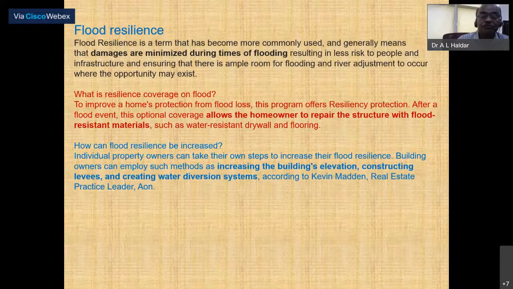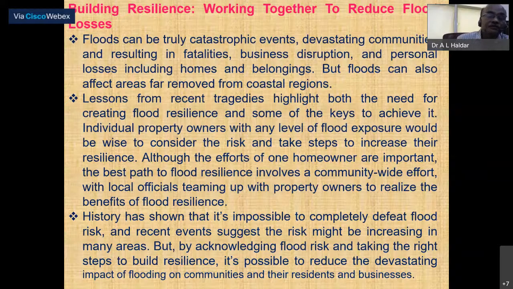How can flood resilience be increased? Individual property owners can take their own steps to increase their flood resilience. Building owners can employ such methods as increasing the building elevation. And buildings should be elevated day by day. And constructing levees. These levees are repaired so that some flood protection takes place, and getting water diversion as an advantage. Similarly, these three points are there for building resilience. You can read them out.